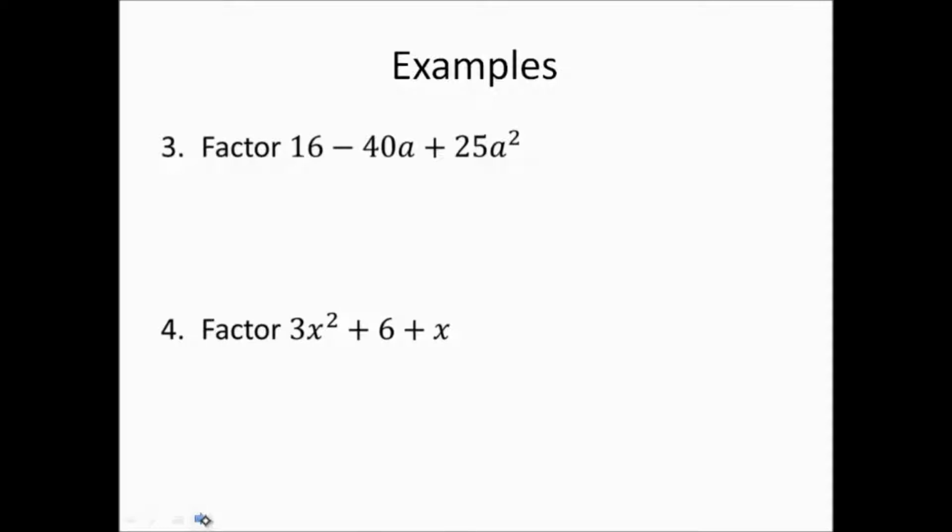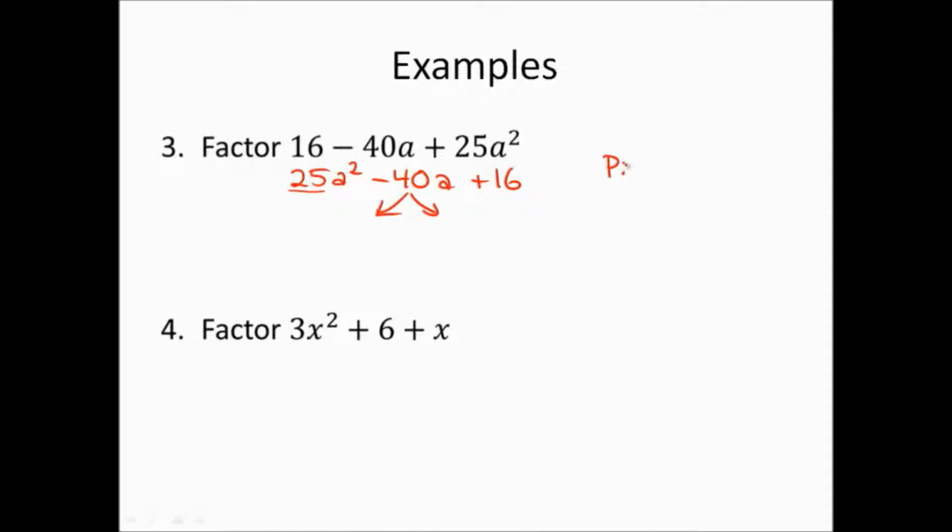Let's take a look at a couple more examples. Sometimes your trinomial is not given in order, in which case we want to put it in order. So let's put it in order: 25a squared, so decreasing exponential form, minus 40a plus 16. Now our leading coefficient is not 1, so we can't go directly into the brackets like in the previous lesson. We need to split the middle term and use decomposition.